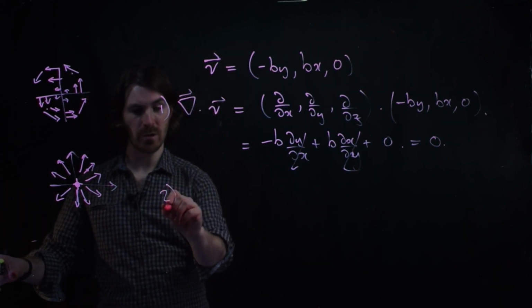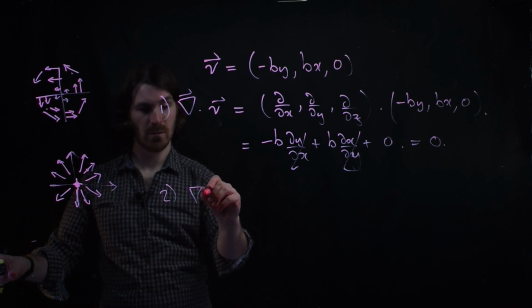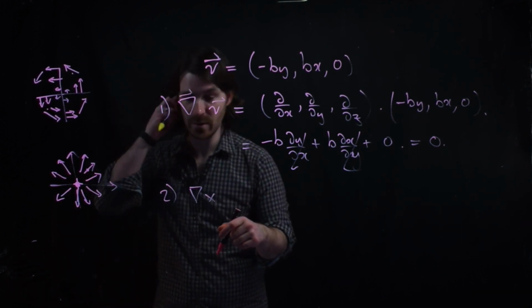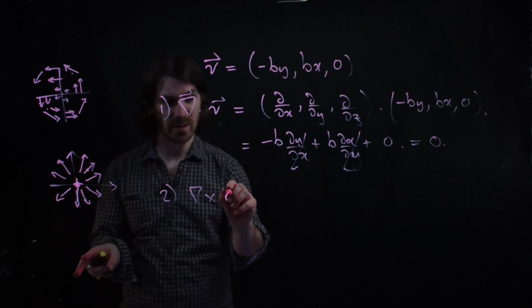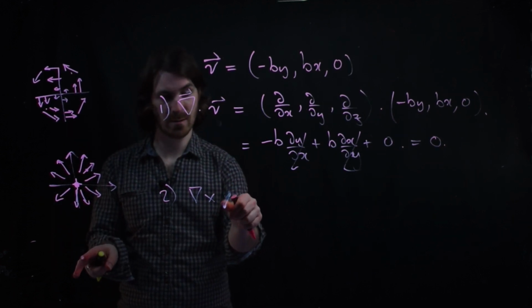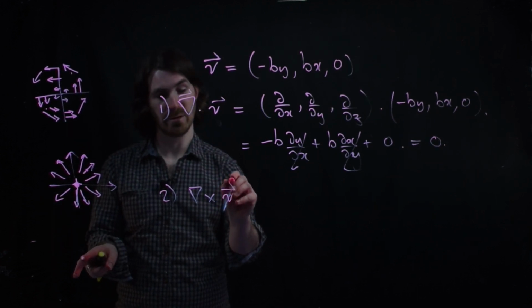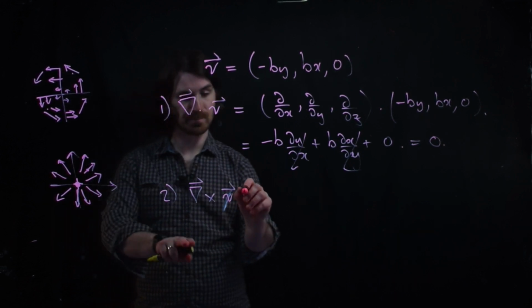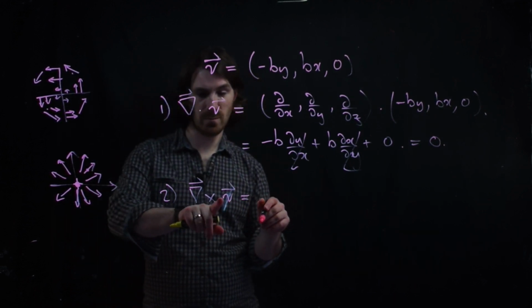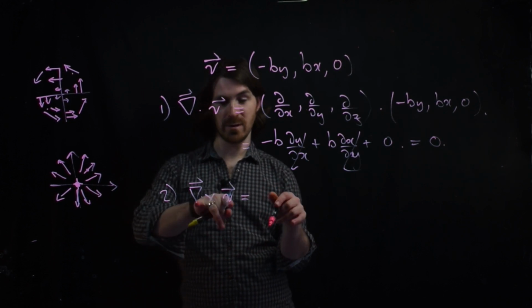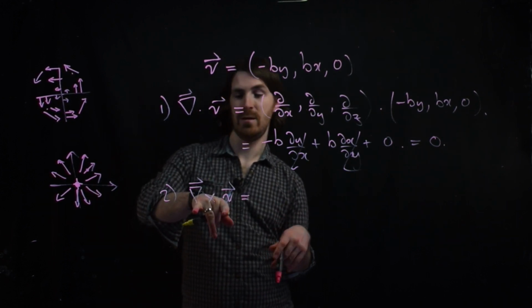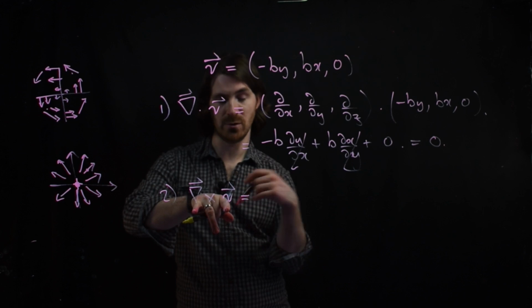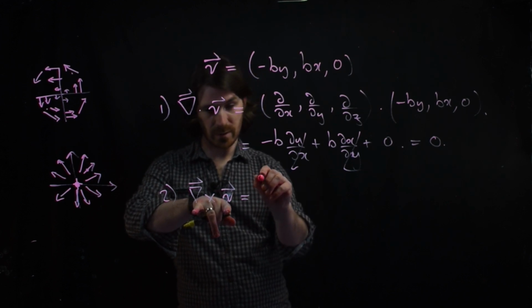But what about the curl in this case? I said the curl tells us about the amount of rotation, so in this case we should expect something non-zero. But how do we calculate it? Remember what the curl is. Again, you should be able to write this down. I've asked what is the curl of a vector. You should be able to work that out.